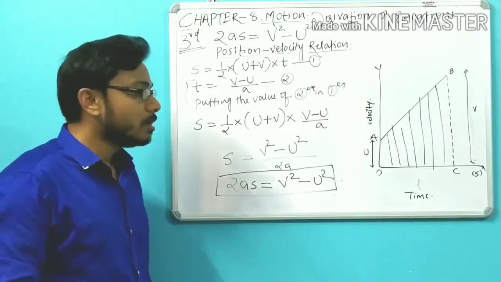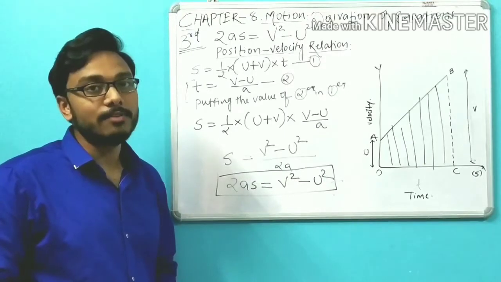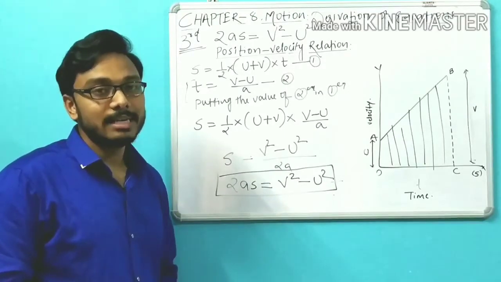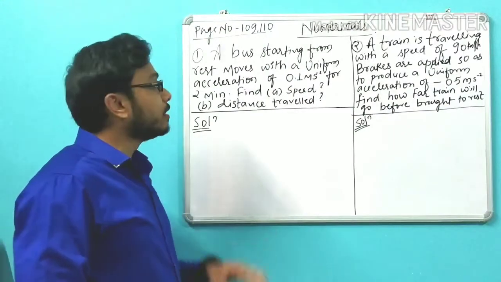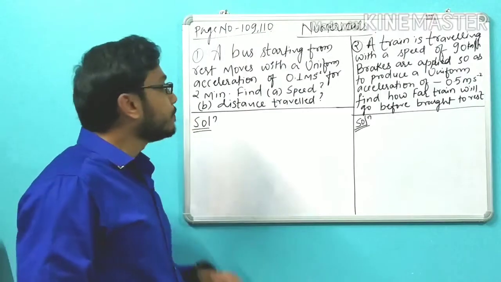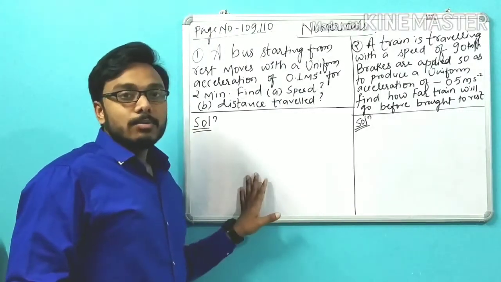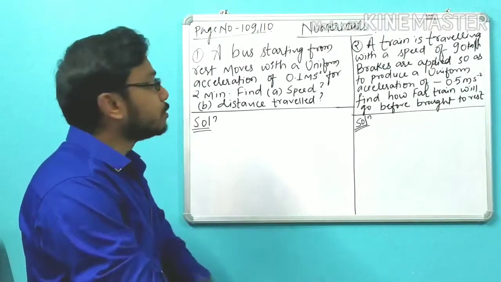Now we'll do some questions related to all the equations we have done. So let us do some of the questions. Here we are going to solve the numerical problems of page number 109 and 110. In this we will try to include all three equations we have derived. So let us do the first question here.